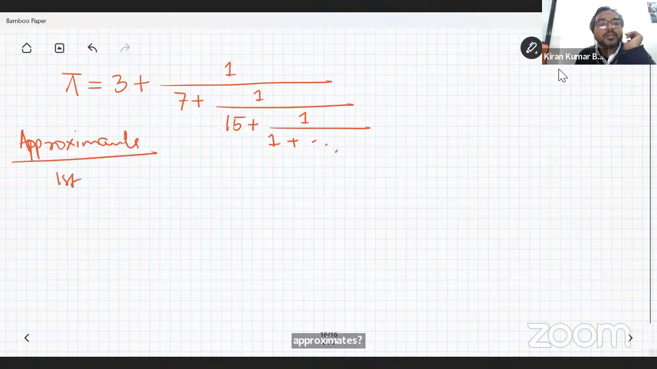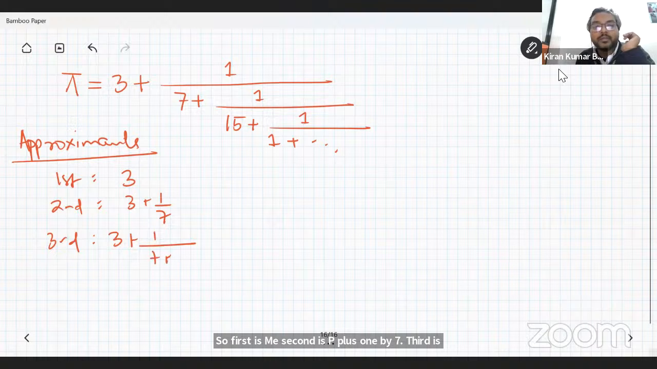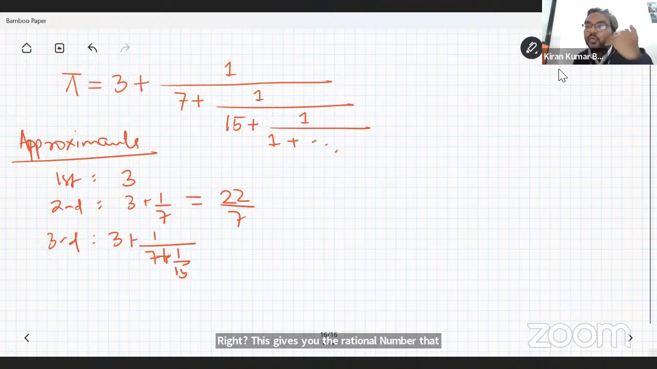So first is 3, second is 3 plus 1 by 7, third is 3 plus 1 by 7 plus 1 by 15, right? This gives you the rational number that we use to approximate pi. So this 22 by 7 comes from the continued fraction expansion for pi.